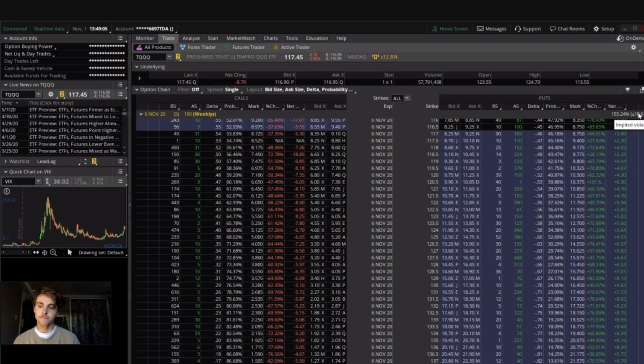So if the entire expected move is greater than the remaining expected move, then I know there's still more room for the stock to the upside. So I just trade that then at a higher clip.